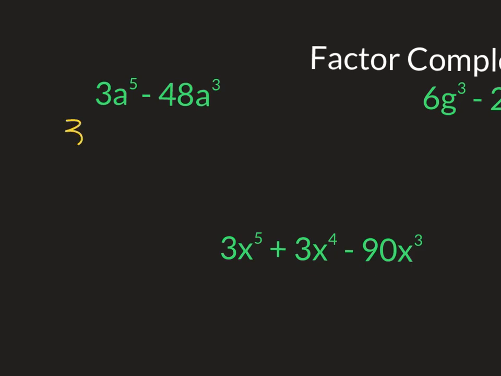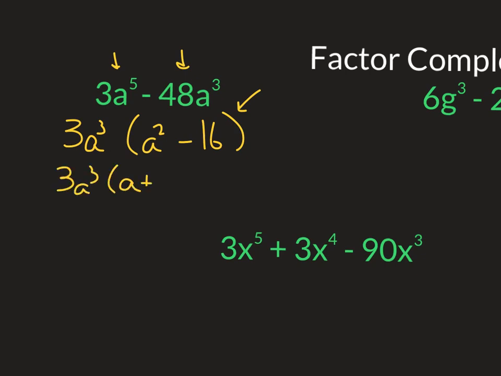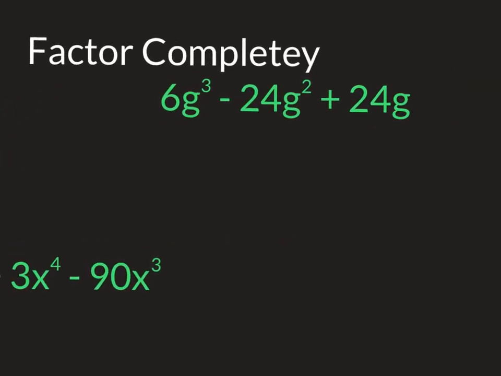So I'm going to factor out a 3. And also I'm looking at the a's. They both have at least an a cubed, so I'm taking that out. When I take that out of the first term, that leaves a squared. When I take it out of the second term, 3 goes into 48 16 times. And I've already taken out the a cubed, so I'm done. And sometimes you're done right there, but this time I'm looking at this parentheses. That's a difference of squares, like we did the other day. So I can factor that, a plus 4, a minus 4. Now you've factored it completely. That's called factoring completely when there's nothing else you can do. It's completely factored.